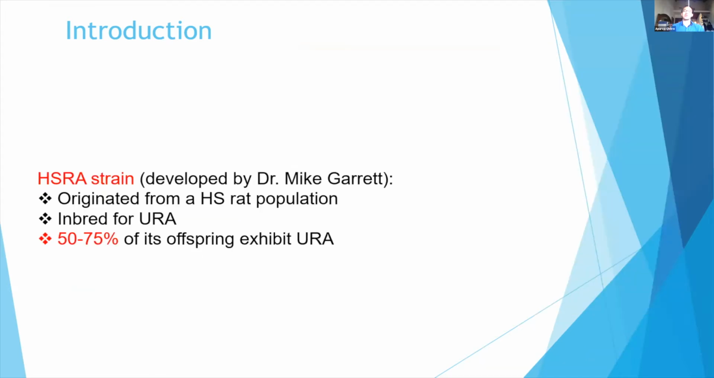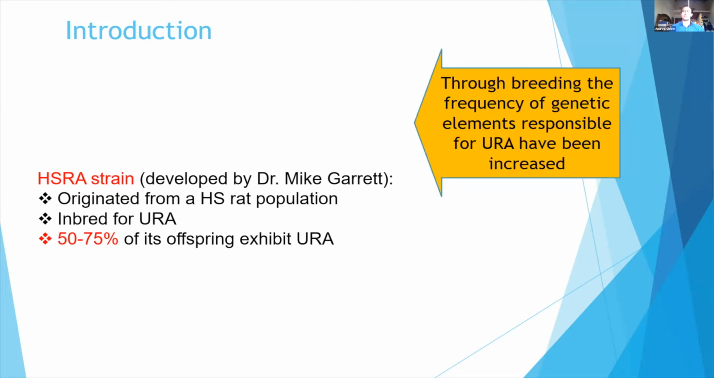Introduction. Previously, Dr. Garrett was able to develop a strain named the HSRA. This strain was developed from the same genetic background as the one that we are using here, the HS population. This is important because it means that we can assume that the same QTLs responsible for URA are present in both populations. This strain was inbred for unilateral renal agenesis, and it shows an incidence between 50 and 75% of the offspring showing unilateral renal agenesis.